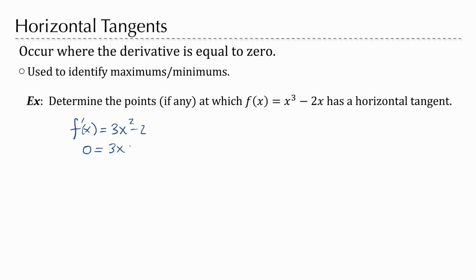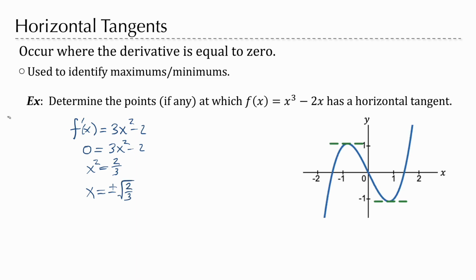So if I take my derivative, set that equal to zero and solve, I can add 2 and divide by 3, telling me that x squared must equal 2/3, and therefore the places where the slope is equal to 0 will be at x equals plus or minus the square root of 2/3. Now, looking at the graph, we can clearly see that those are the locations here, because the square root of 2/3 is almost 1. So we have this cubic graph which has a local maximum here at negative radical 2/3 and a local minimum here at positive radical 2/3.